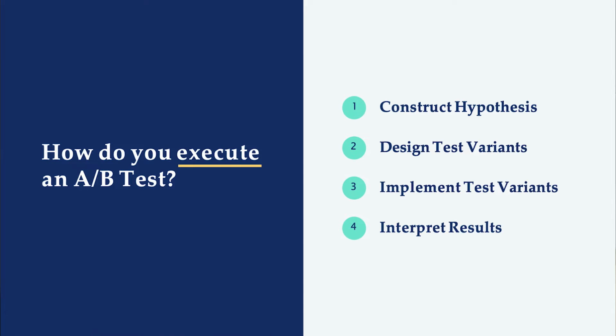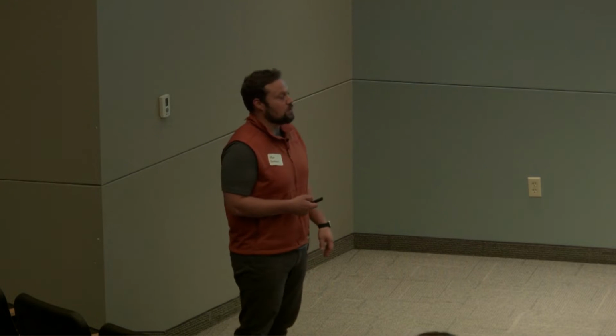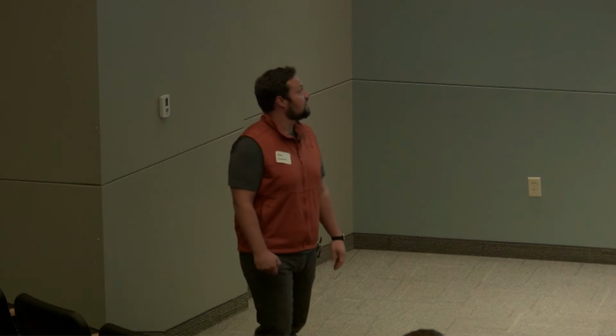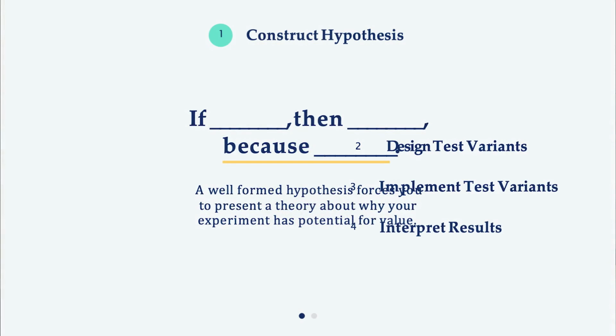So starting with the hypothesis. This is, in a lot of ways, really the most important part. All of those good and bad examples really ultimately represented good and bad hypotheses. A few of them were just based on personal opinion. A few of them were based on just an irrational fondness for Clippy. But really, not all hypotheses are created equal. And so a well-formed hypothesis forces you to really present a theory about why this change is going to present value, whether it be to end users or your business.